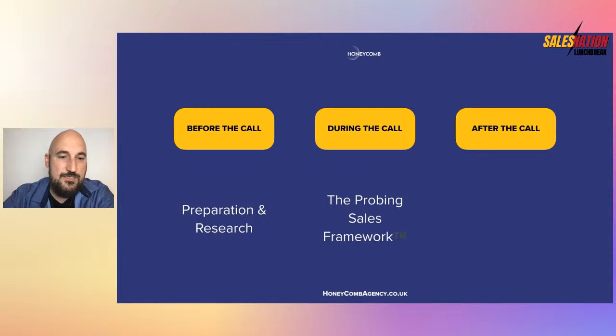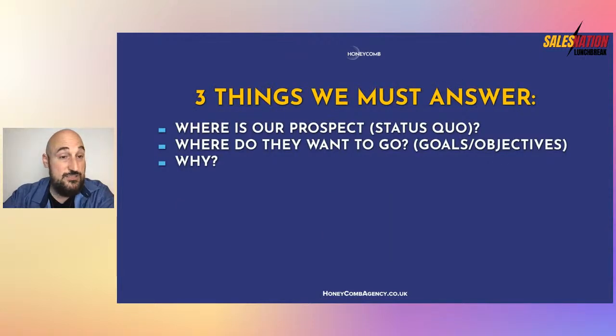Now let's get into the cheat sheets, the cheat codes, slowly but beautifully. So in the discovery call, there are 3 things that we want to answer, right? And that is very simple. Where is our prospect right now? What's the status quo?